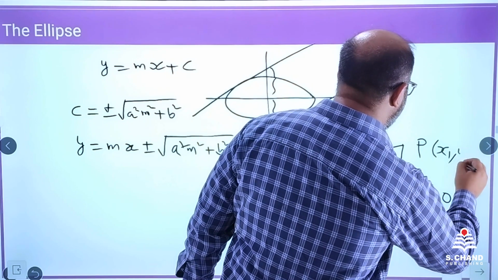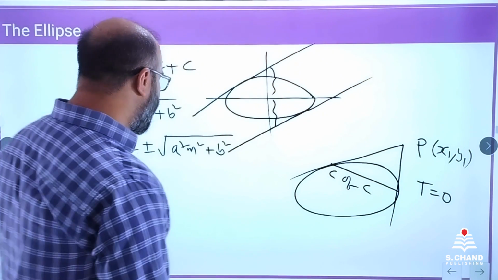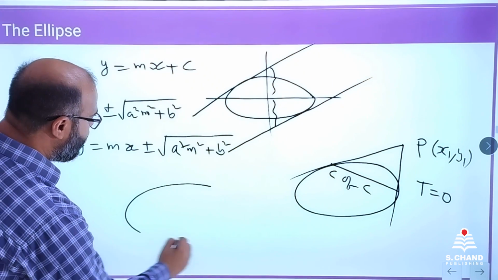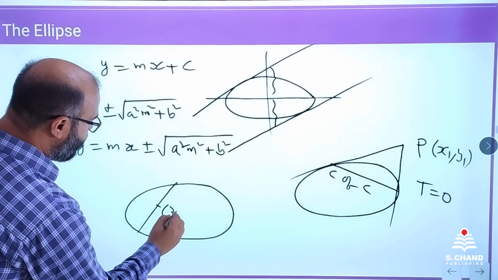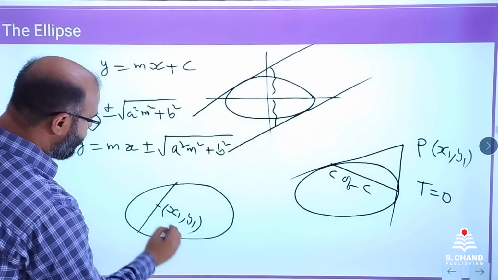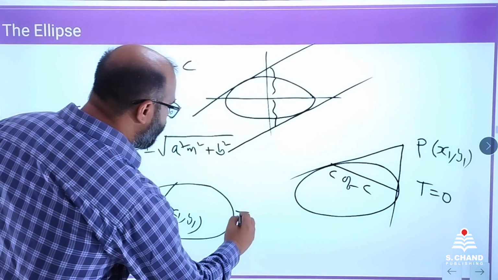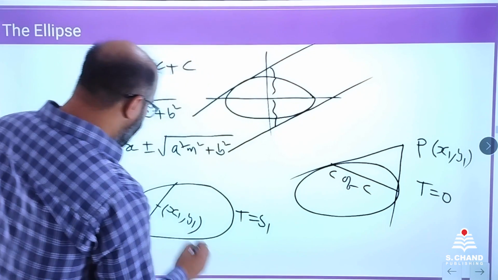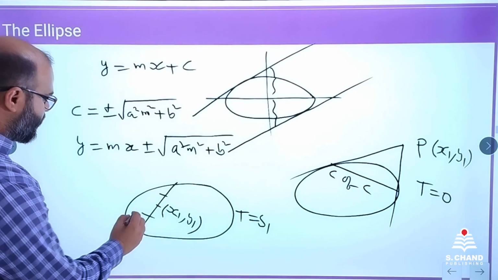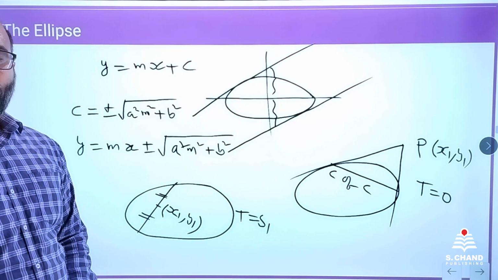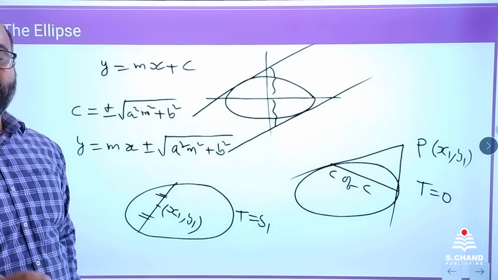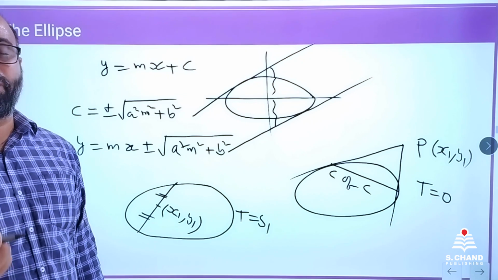Again, if the midpoint of a chord is given, so if we have a chord like this and its midpoint is given x1, y1, then what is the equation of this chord? This is T is equal to S1. So this length is equal to this length. So these are some of the standard results which are applicable in all conic sections. Just the equation changes, but the resemblance is the same.